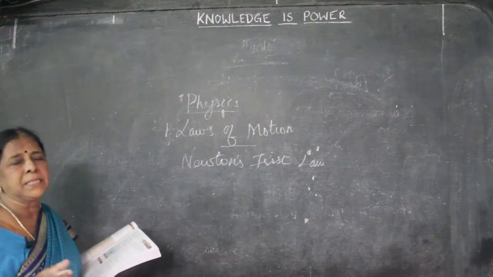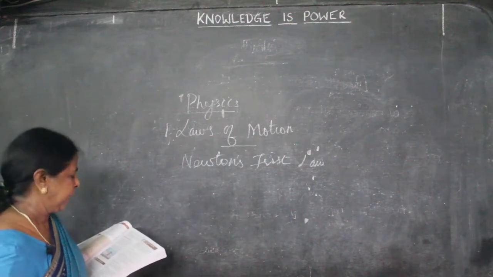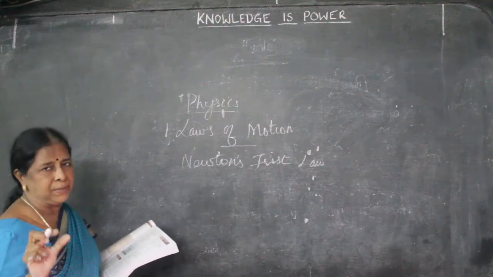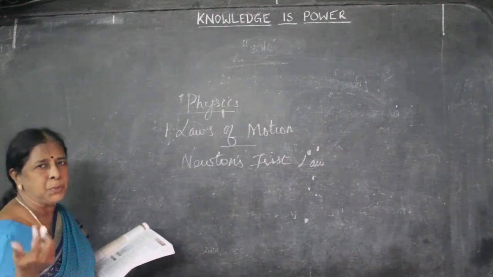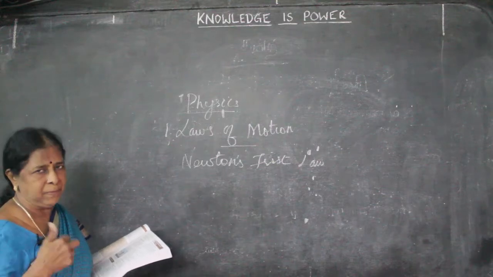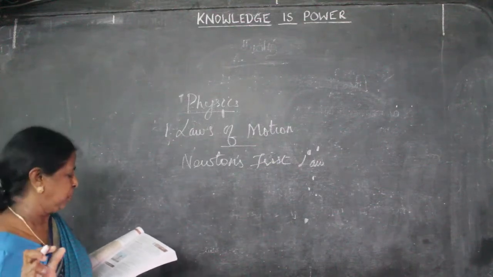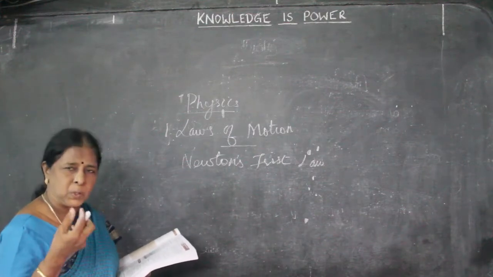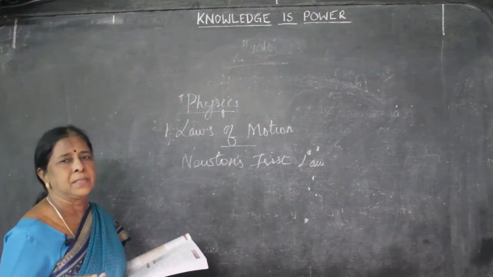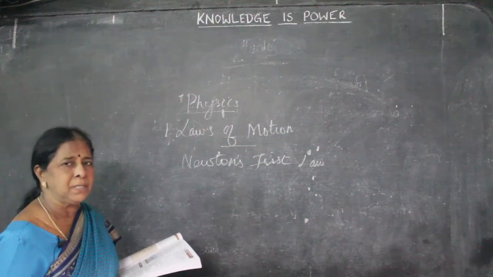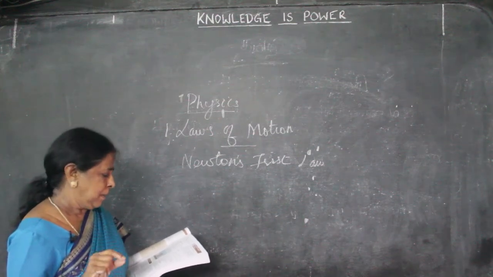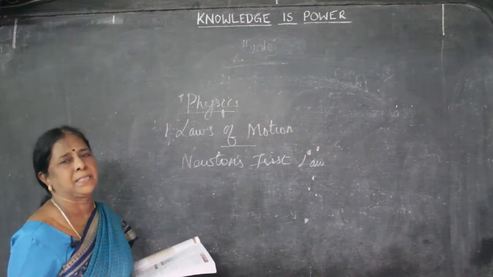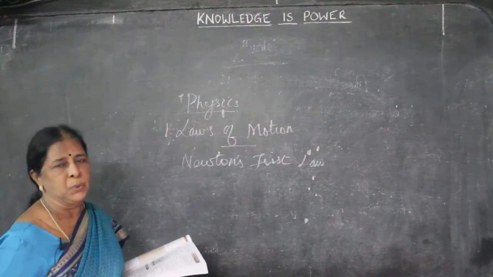Inertia, I said already, is the inherent capacity of an object. From this we came to give a definition for force. So what are the effects of the force? Force, I said already, is the push or pull given externally, from outside. Force produces motion, stops the motion and changes the direction. These are the effects of the force.